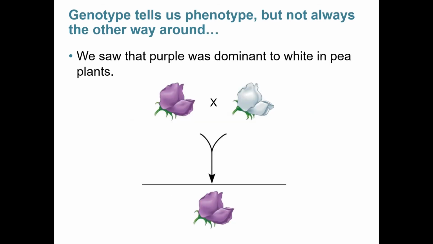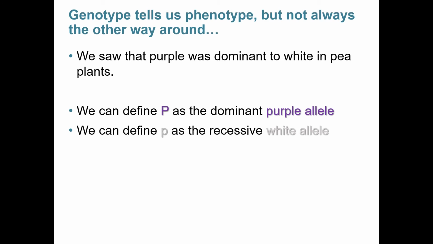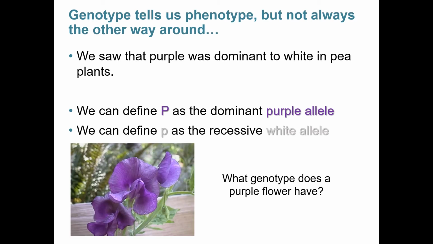Now we can apply this to our plants. If we cross purple and white together and we get purple, that tells us something about the relationship of these alleles. We talked about how dominant traits can cover up recessive traits, and recessive traits can be hidden. That means that purple is dominant to white. So we can define big P as the dominant allele purple, and we can define little p as the recessive allele white. So if I were to show you a random purple flower, what would you tell me about its genotype?